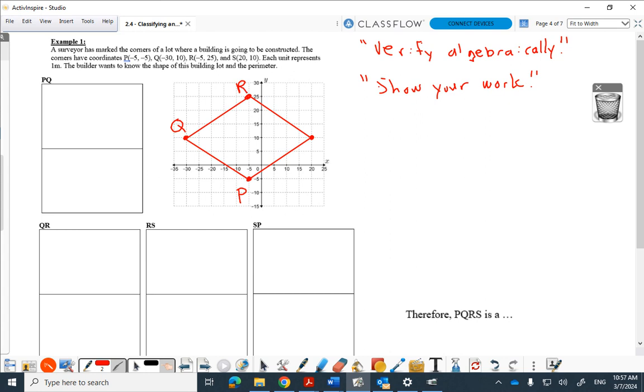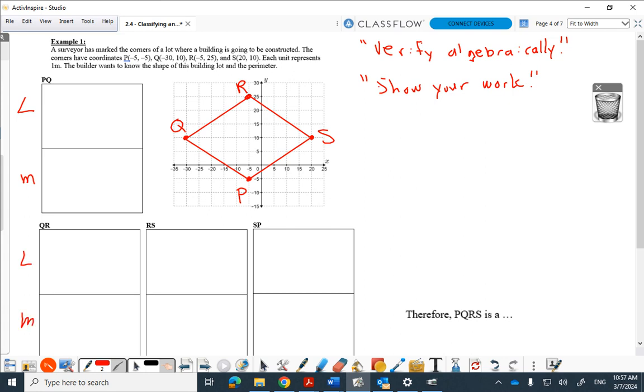I made boxes for all of them because I got to calculate 2 different things for every single line. What are the 2 things I need to calculate for every single line if I'm going to verify algebraically? Slope and distance, perfect. I'm going to write length, but it wouldn't be wrong to write distance. Distance is good. I like it. I'm going to write length and slope. So I'm going to put off to the side here: length, slope, length, slope, length, slope, all the way across there.